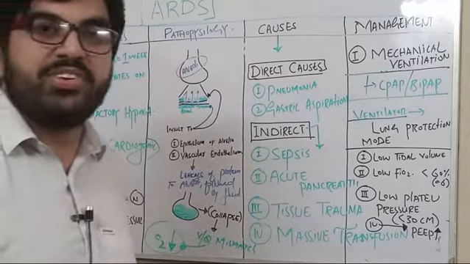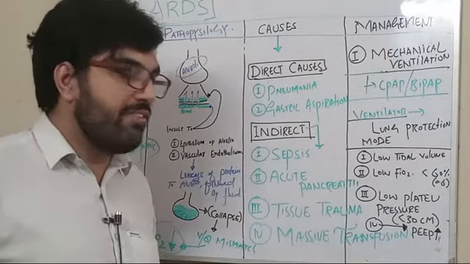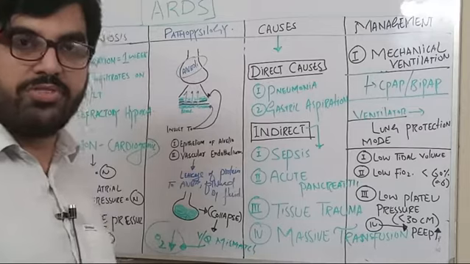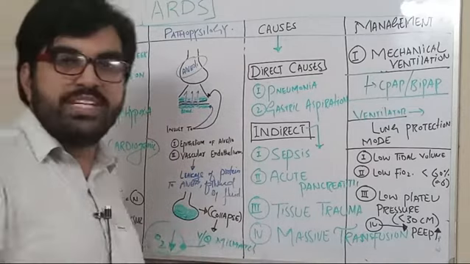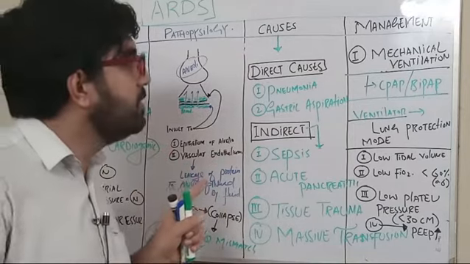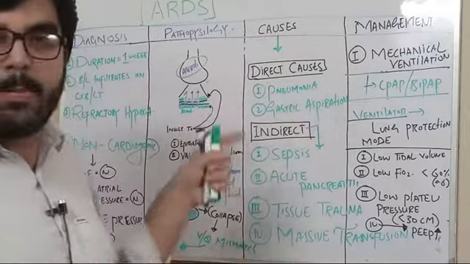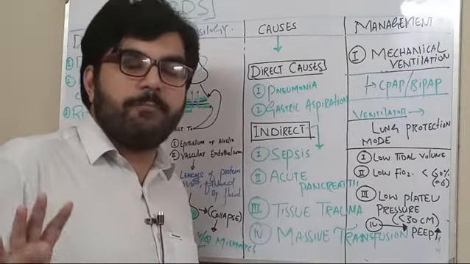Just like a patient having fever, what do you do in the acute setting? Do you give an antibiotic or do you give antipyretics? The answer is antipyretics. So we have to manage ARDS first, then the cause. So first we have to give antipyretics. The antipyretic in this case is that you have to improve the hypoxemia.